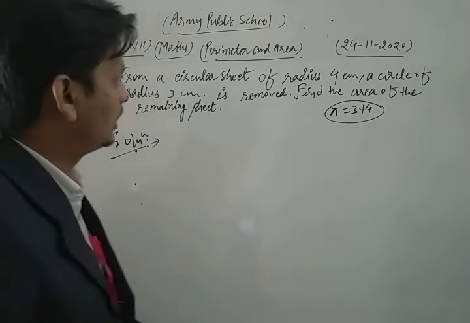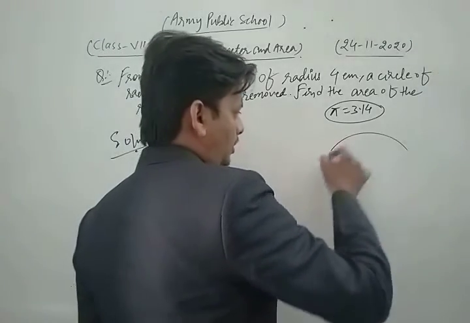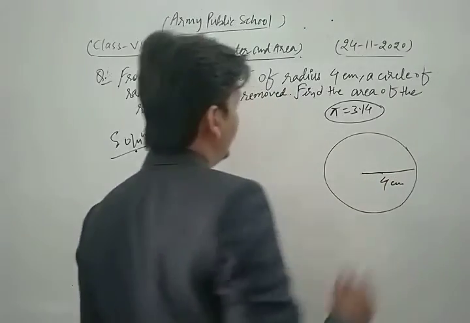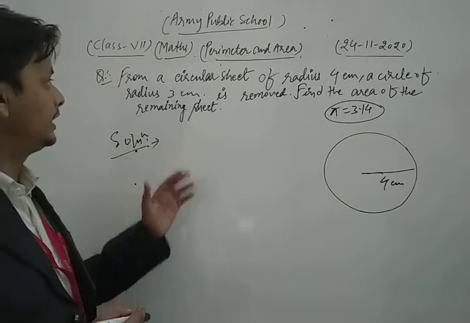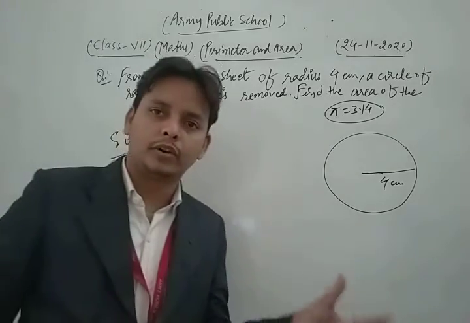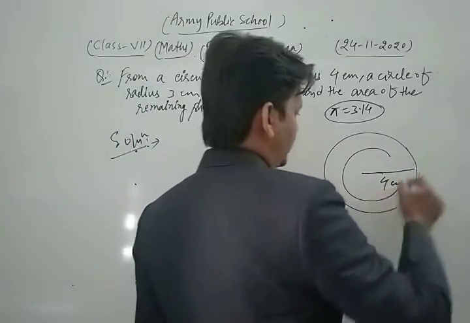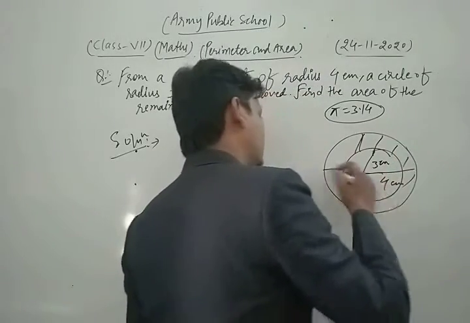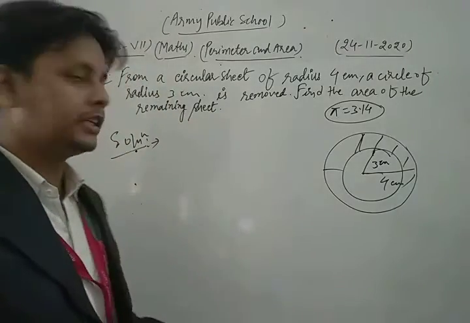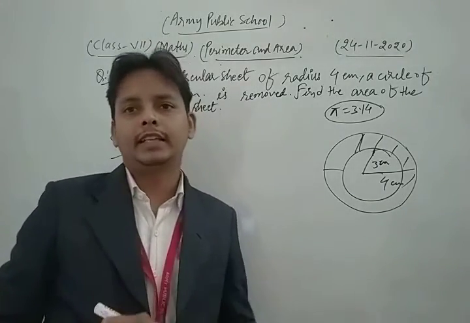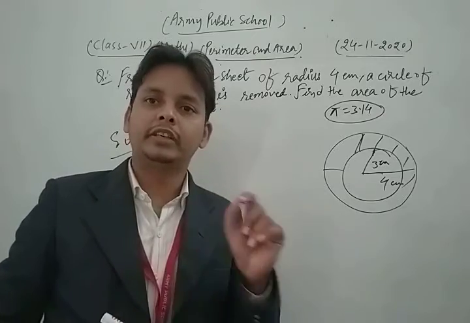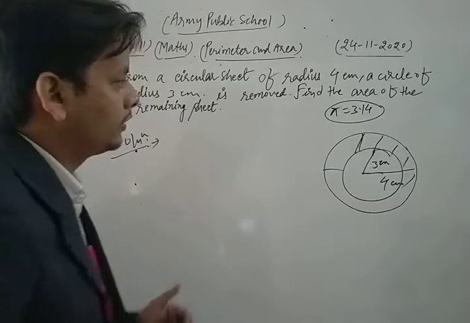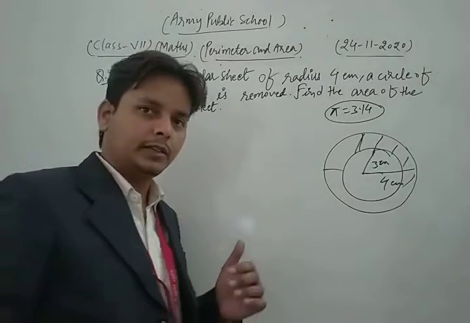Next, friend, here first of all we draw a circular sheet of radius 4. This is the circular sheet of radius 4 centimeter. Okay, and a circle of radius 3 centimeter is removed. A circle of radius 3 centimeter is cut out. Suppose this is the 3 centimeter. We find the area of the remaining region. So first of all we find the area of the sheet of radius 4 centimeter. Then we find the area of the circle of radius 3 centimeter. After subtracting them, we get our result. Okay.